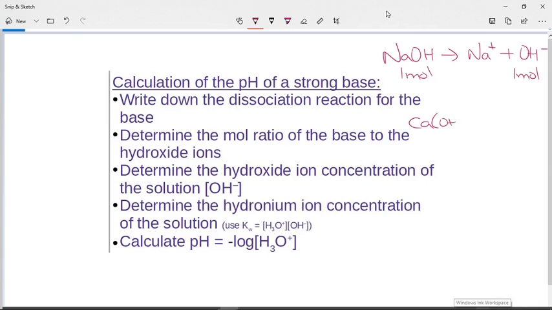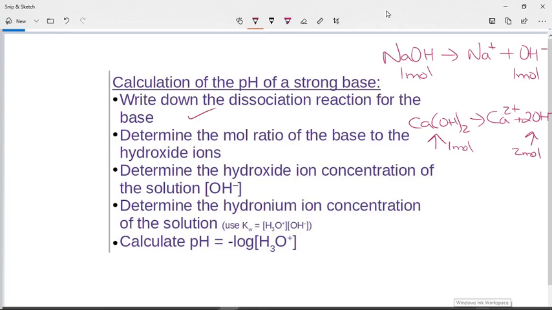But if you have calcium hydroxide, this will split up into 1 calcium ion, Ca2+, and 2 hydroxide ions. So the concentration of the base and the concentration of the hydroxide ions is not the same. This is 1 mole, this is 2 moles, and that's why we do this step.